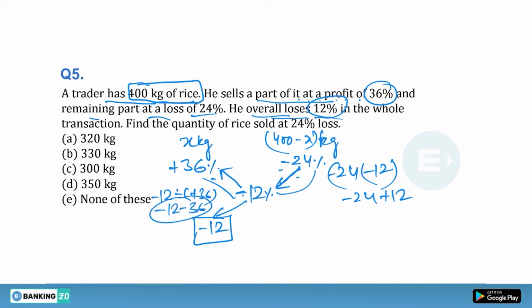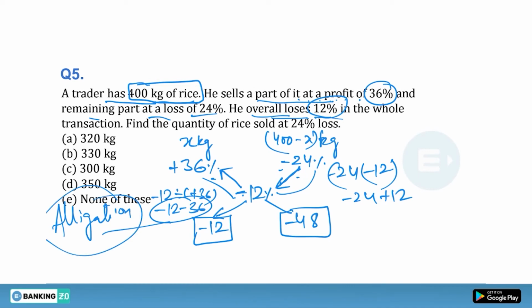So this will be what, guys? This will be 48, obviously, minus 48. Okay, and you will write this minus 48 here. Why am I doing this? Because this is called allegation, guys. We'll also be coming with a separate video on allegation, so you will get a more exact idea about this type of question. So this is called the allegation.